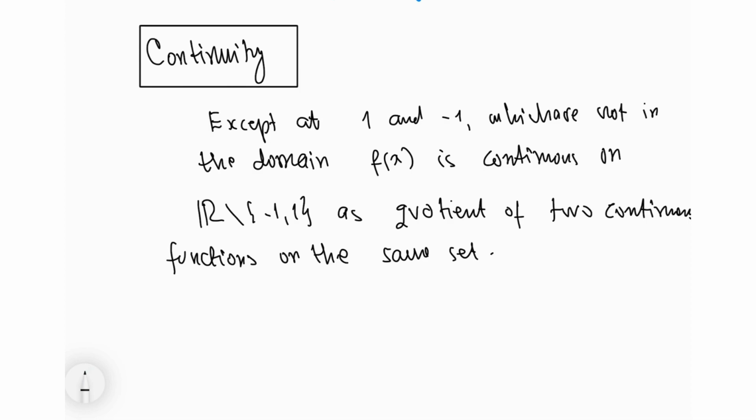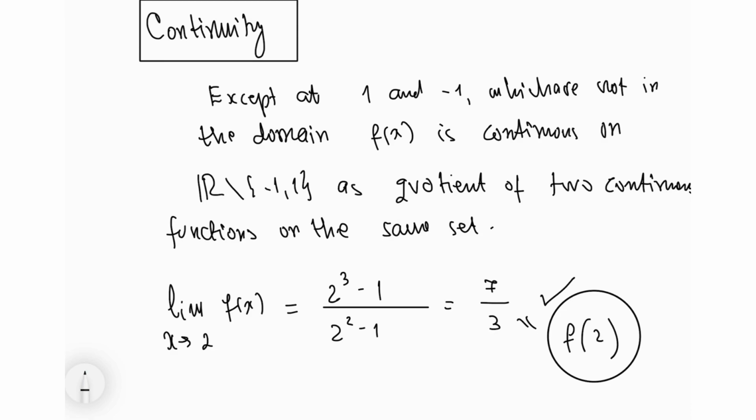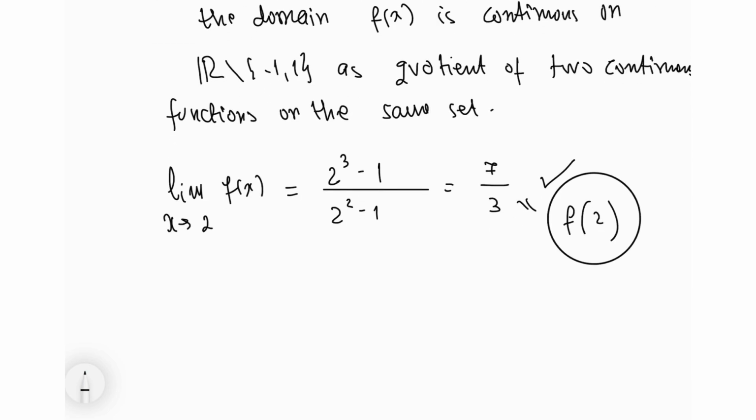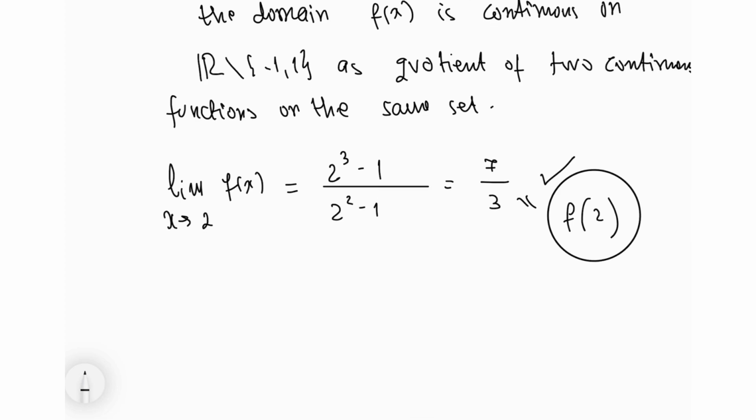So for example, what is the limit when x approaches 2 of f of x? You can simply put 2 cubed minus 1 over 2 squared minus 1, which is 7 over 3. So that's a finite limit, and that is just f of 2. So that really means that the function is continuous on every value except 1 and minus 1. Now we need to see whether the points of discontinuity, which are 1 and minus 1, are maybe removable, or they are essential discontinuities, so that the limit doesn't exist.